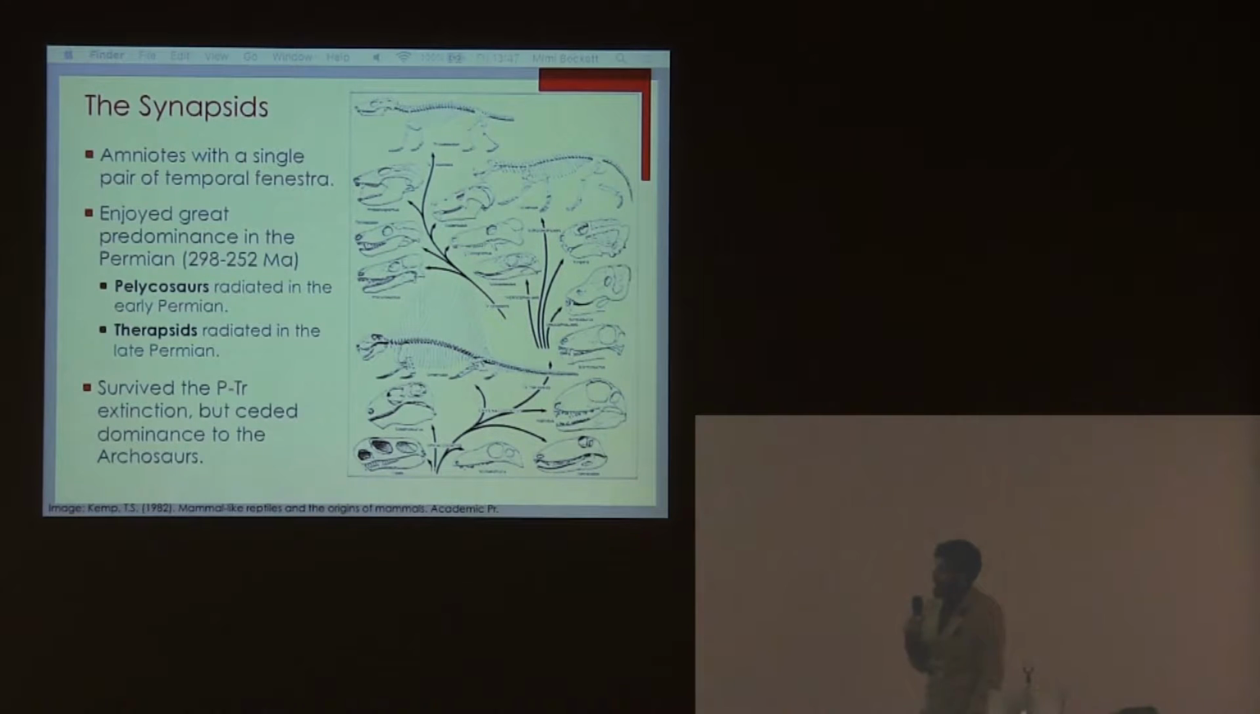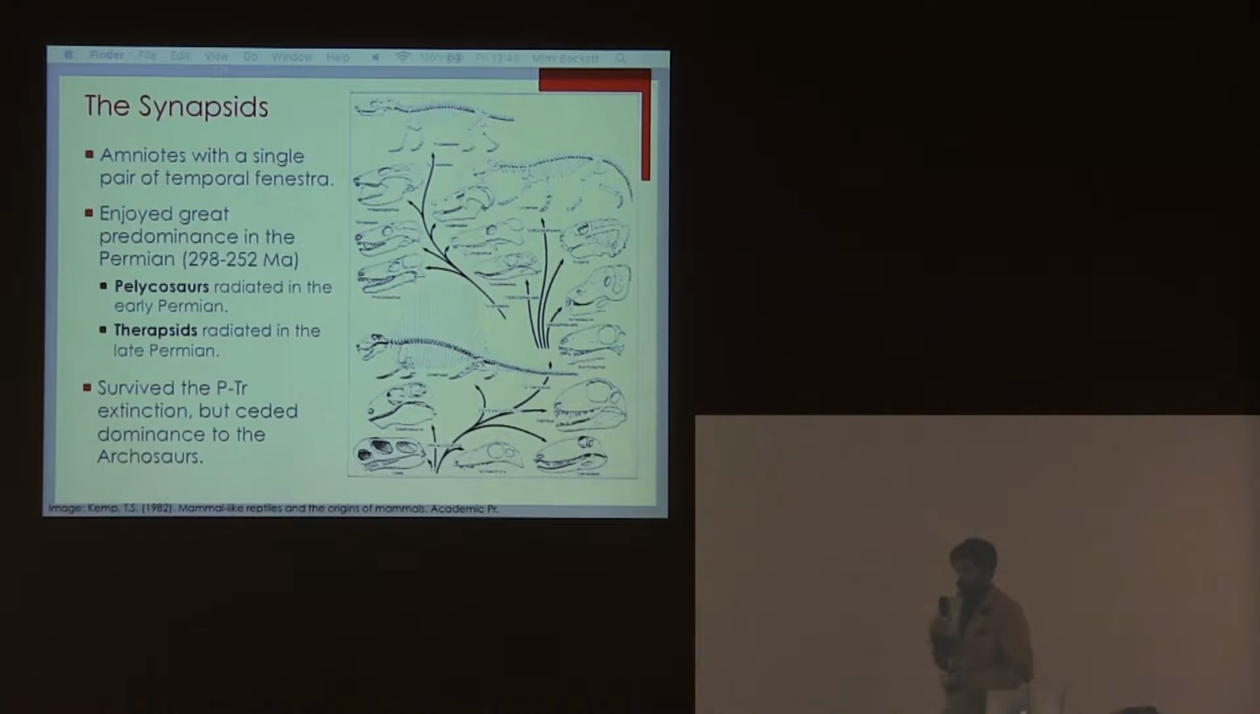After emerging in the Carboniferous period, they experienced two great radiations in the Permian. One in the early Permian with a radiation of pelycosaurs, giving rise to such sail-backed forms as Dimetrodon, as seen over here. And then we also have a radiation of therapsids in the late Permian. This is when we start to see the synapsids beginning to look less like reptiles and a bit more like mammals, which we'll see as we go on.